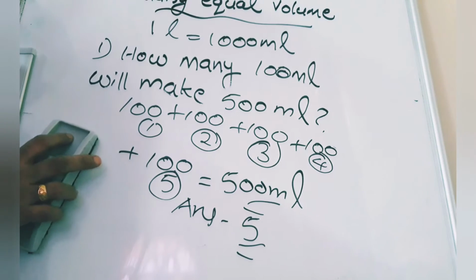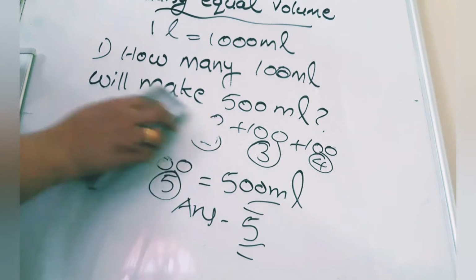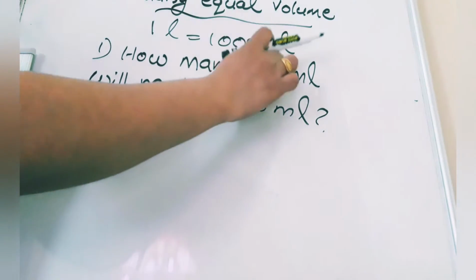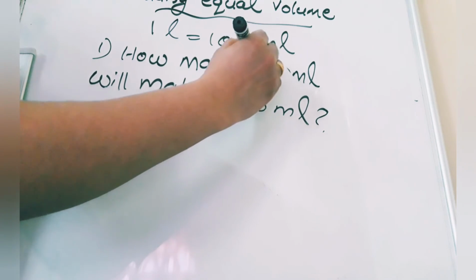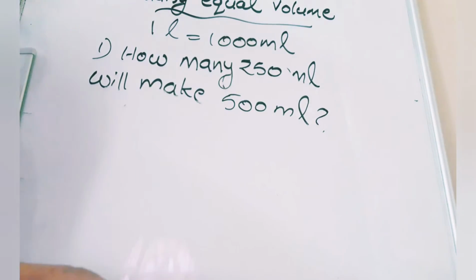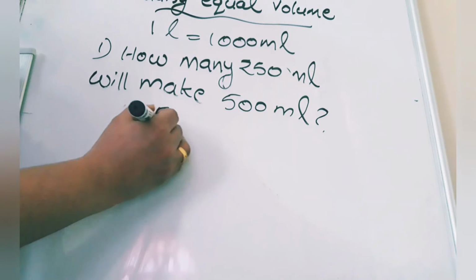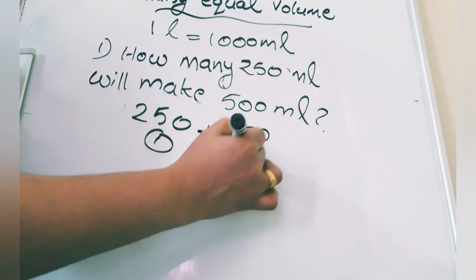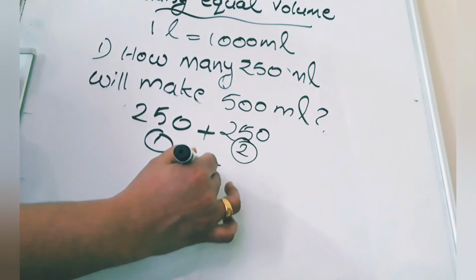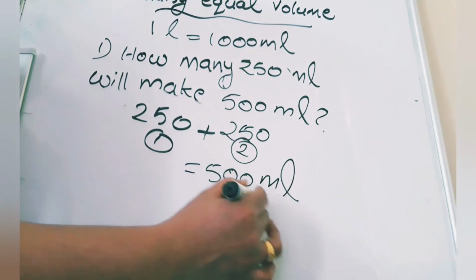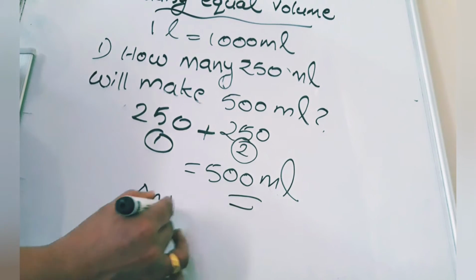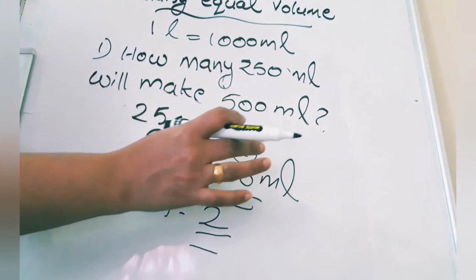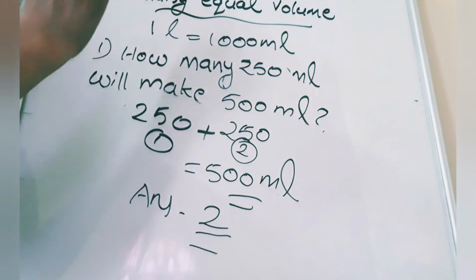Right. Now there can be another question. How many 250 ml will make 500 ml? That is very simple. First time you take 250, okay, one time. Plus, again you take 250, second time is equal to 500. So answer is what? 2 times. 2 times 250 ml is equal to 500 ml. 2 times 250 is equal to 500.